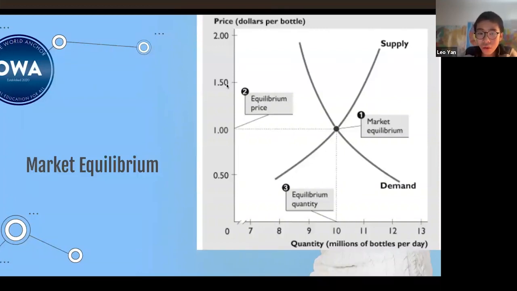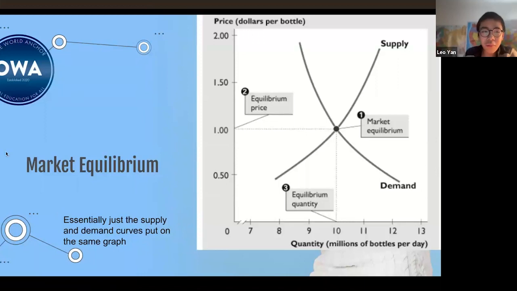When it's sold at $1.50, it's this amount of quantity right here, which is 9. And when you're selling it at $1, it's the market equilibrium point, which is right here. As you can see, it's all about the relationship between price and quantity. But the important reason why we need to make this graph is so that we can see the market equilibrium point, which is here at the bottom.